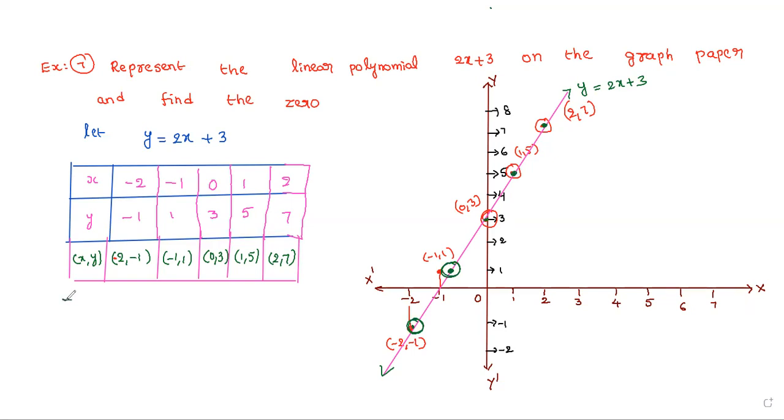The zero of 2x plus 3 is minus 3 by 2. Actually, it intersects at minus 3 by 2.